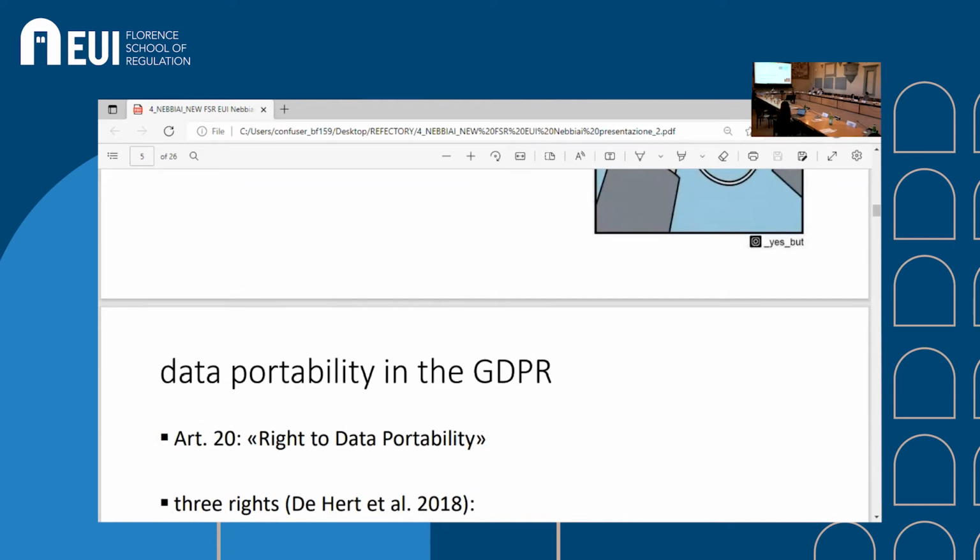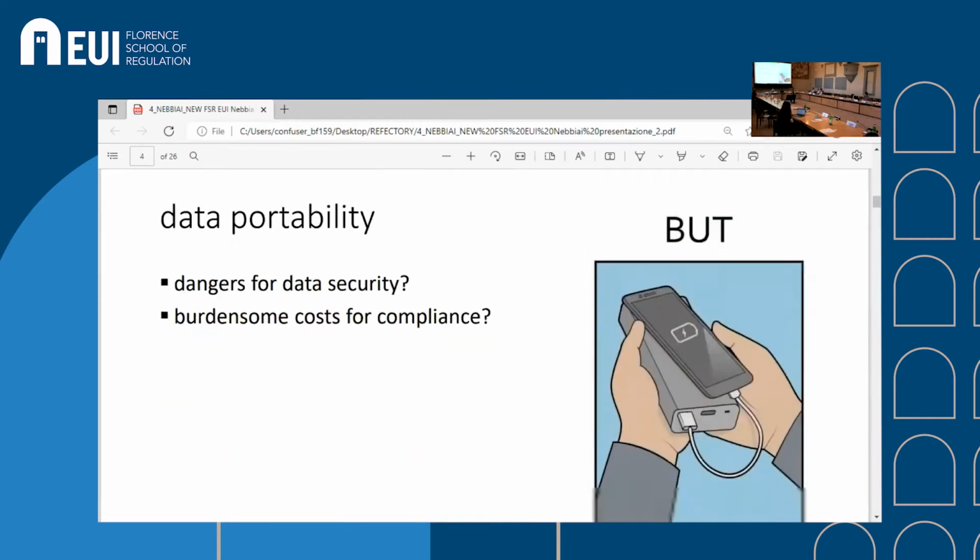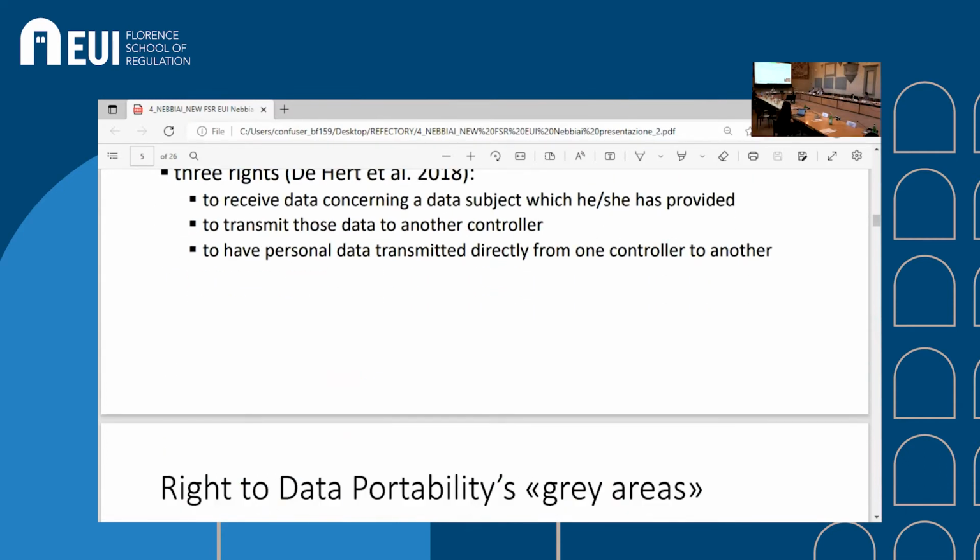Now, the right was added in the European Union framework through Article 20 of the GDPR, and it is mainly composed of three rights: the right to receive data concerning a data subject which he or she has provided, the right to transmit such data to another controller, and finally the possibility to ask a data controller to transmit such data directly to another controller.